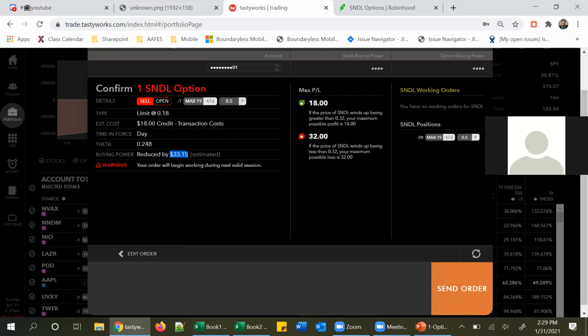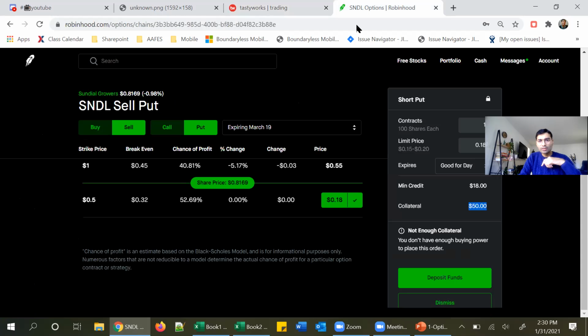Okay, so it means it wants you to have $33 to place this trade. Say if you don't have any, right now you might have some money in your account. Here it is reducing $33. In Robinhood, you will have to have $50.